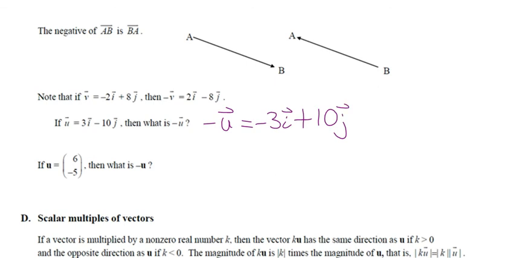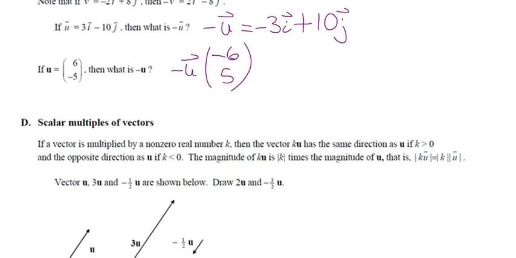If u is equal to the column vector 6, negative 5, then what is negative u? Negative 6, 5. You are negating, right? We're not flipping. We'll do that later. There are some operations you can do with that kind of stuff.